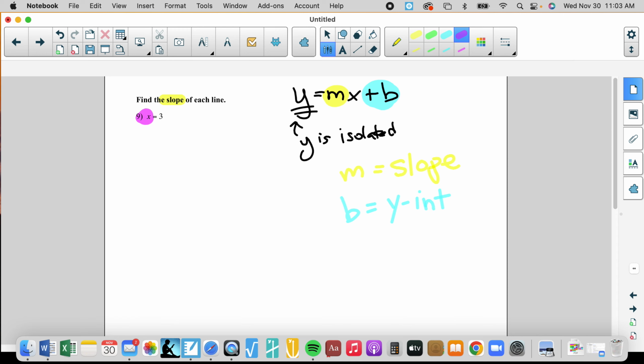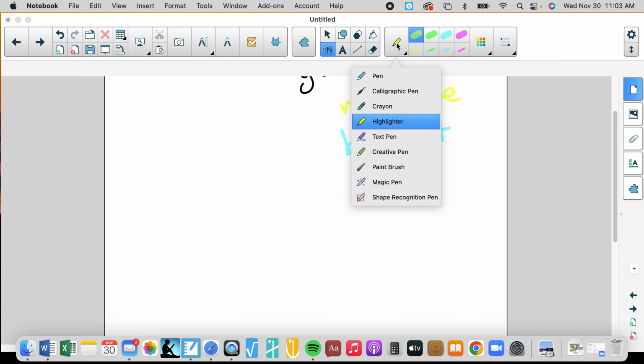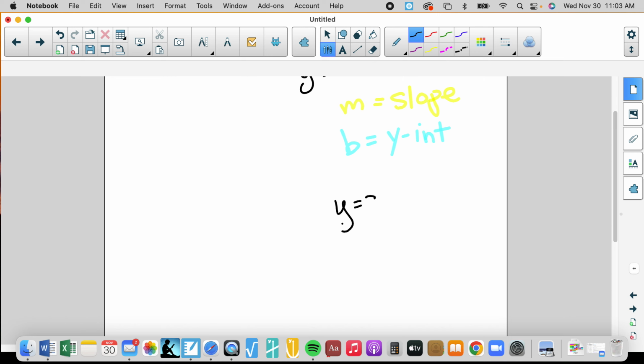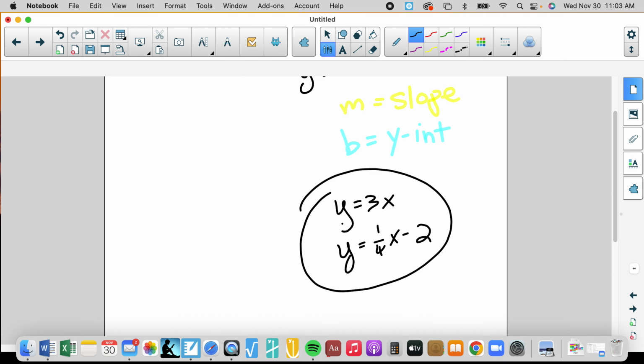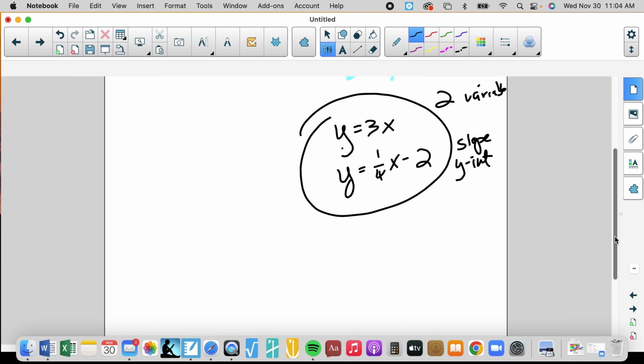There are situations where you should notice. And the situation is when you have y equals 3x, or you have y equals 1/4 x minus 2. Each of these, we have two variables. When we have two variables, we can pull out the slope and the y-intercept. It will always be a slope. There will always be a y-intercept. When we have something like y equals 6 or x equals negative 3, we notice there's only one variable.